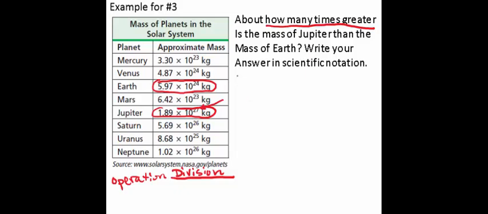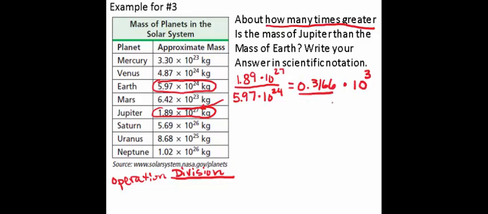Let's go with 1.89 times 10 to the 27 divided by 5.97 times 10 to the 24. And with division and exponents, you don't have to have equal exponents to divide. And so we can simply divide 1.89 by 5.97. When I divide that, I will get 0.3166. And that will be times 10 to the third. Okay, with scientific notation, the coefficient has to be greater than or equal to 1 but less than 10.